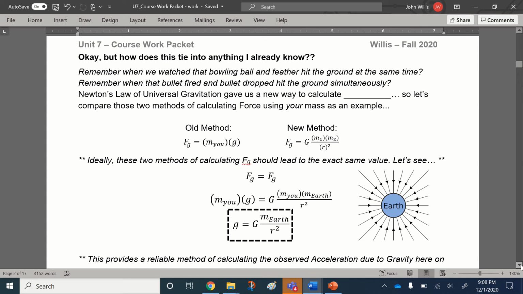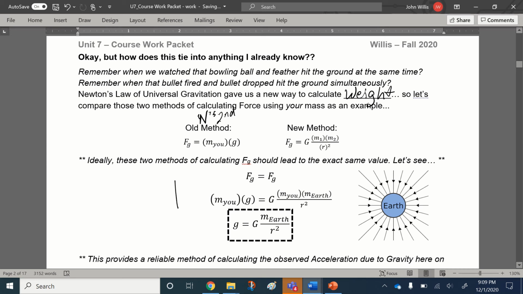So Newton's law of universal gravitation gave us a new way to calculate weight. Well, we already had an old way to calculate weight, right? We had F equals ma. This was Newton's second law. Now we have Newton's universal law of gravitation. Those two things should be equal to one another. And this is one of the things that he was able to do. This is where we got this value from.